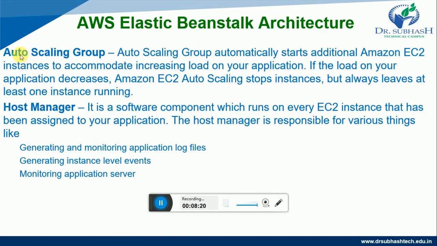Now let us see what is an auto scaling group. An auto scaling group automatically starts additional Amazon EC2 instances to accommodate increasing load on your application. If the load on your application decreases, Amazon EC2 auto scaling stops the instances but always leaves at least one instance running. So this is the use of an auto scaling group.